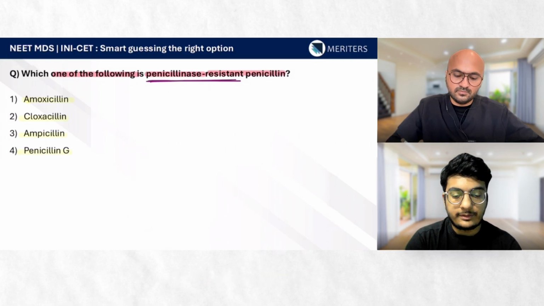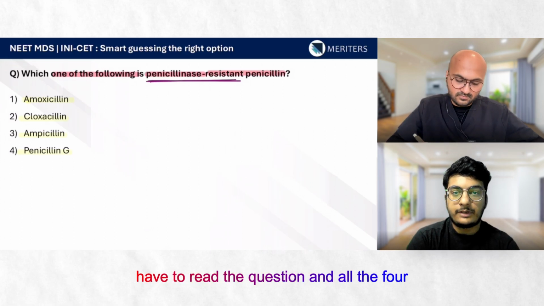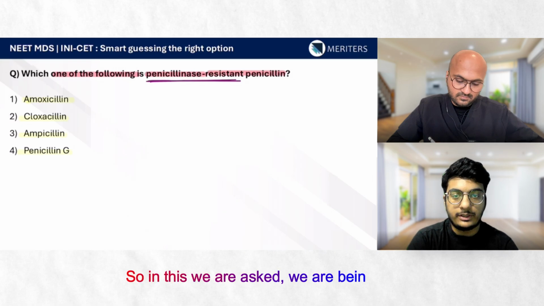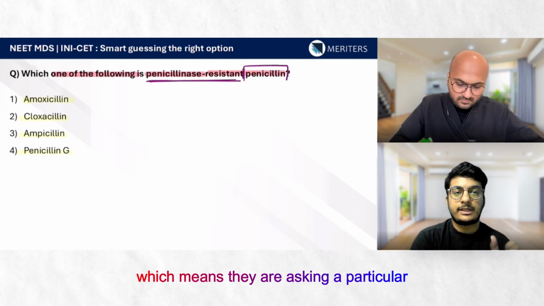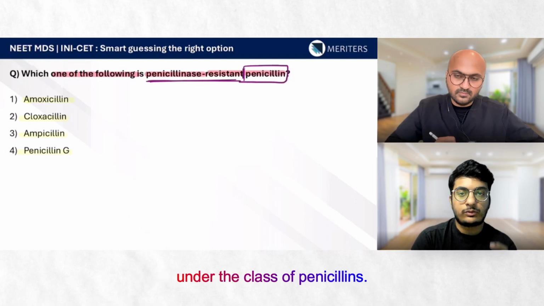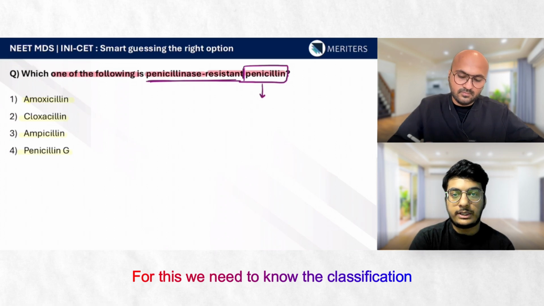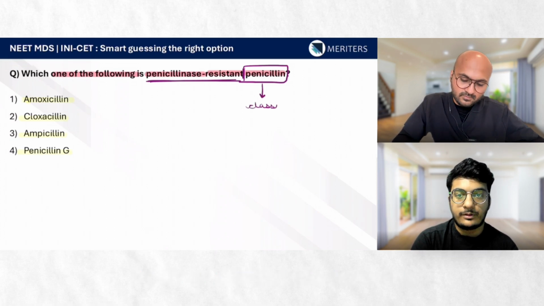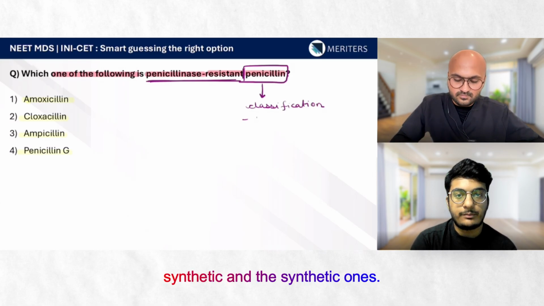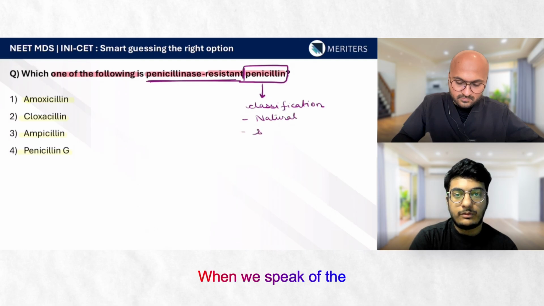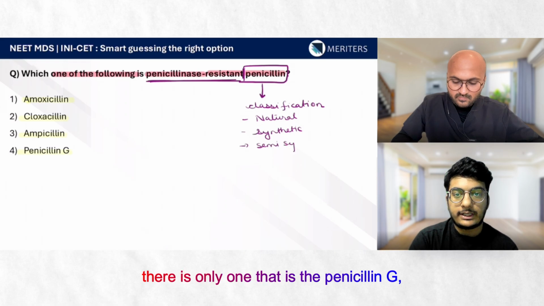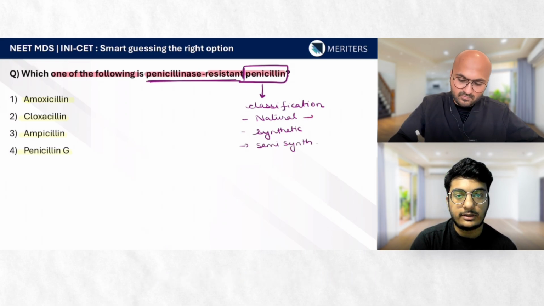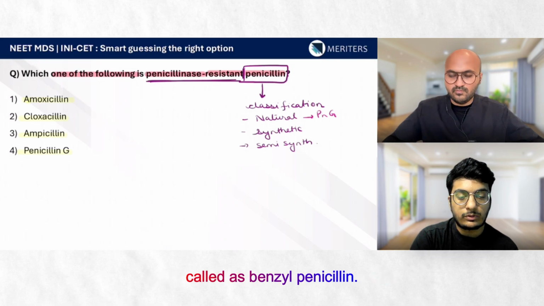Now, how we will approach this is, first thing is we have to read the question and all the four options carefully. So in this, we are being asked which of these is a penicillinase resistant penicillin, which means they are asking a particular type of drug under the class of penicillins. For this, we need to know the classification of the penicillins. Now, when we go to the classification, there are three types of penicillins: the natural, semi-synthetic, and the synthetic ones. When we speak of the natural one, there is only one, that is penicillin G, which is the most basic penicillin, and the only one which is natural, also called benzyl penicillin.